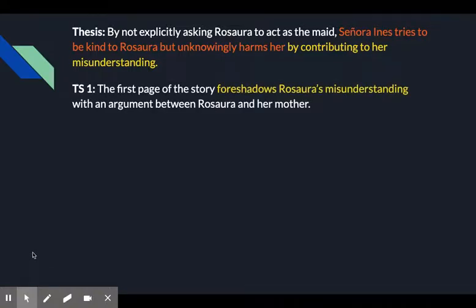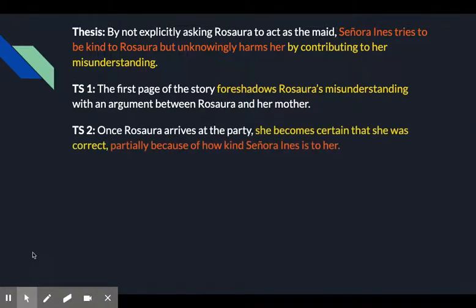So in my first topic sentence, I wrote, the first page of the story foreshadows Rosaura's misunderstanding with an argument between Rosaura and her mother. So in this essay, this paragraph is the simplest assertion that I make, because I'm not even talking about Señora Inés yet. I'm just focusing on the very beginning of the story and how Rosaura's misunderstanding is set up at that point. And then in my next paragraph, I'm going to bring in Señora Inés.